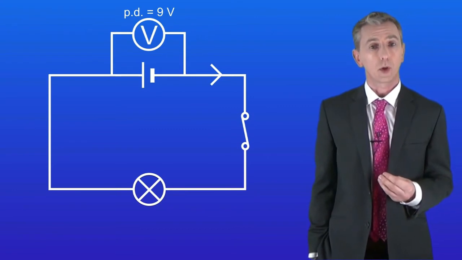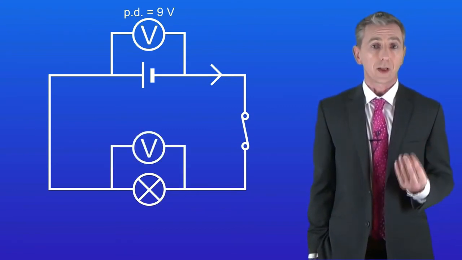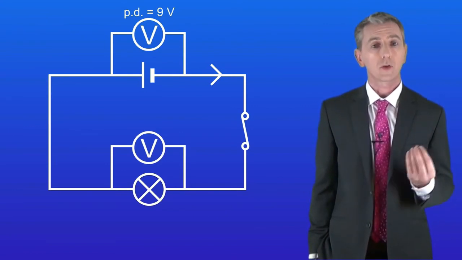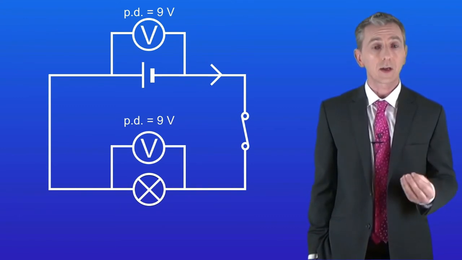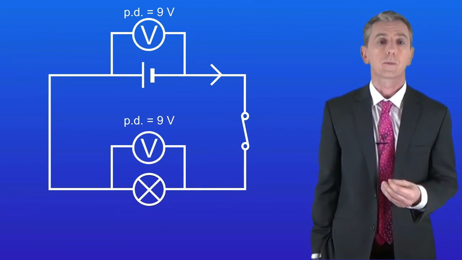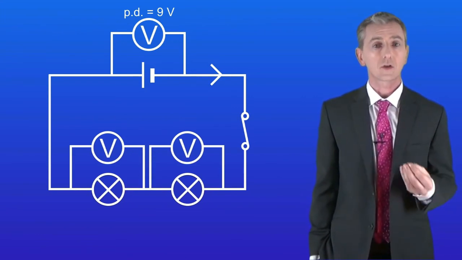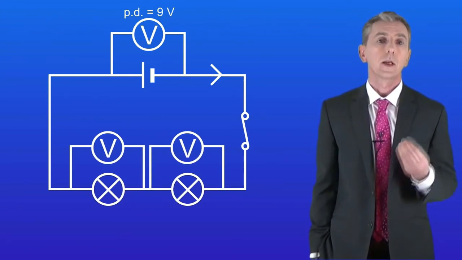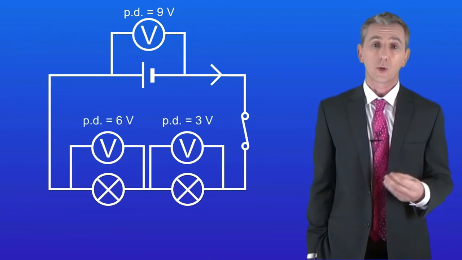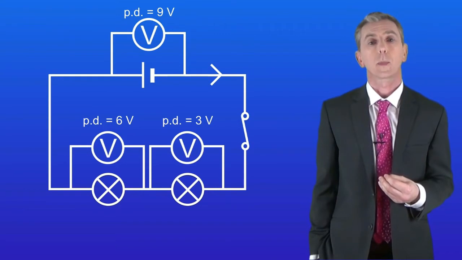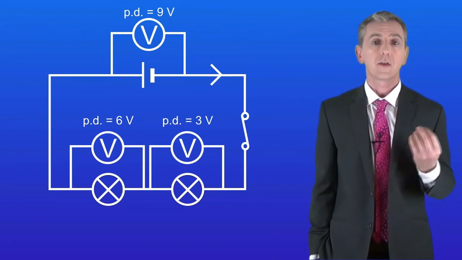They give this energy to the bulb, and we can see that by using a voltmeter. This shows that the potential difference across the bulb is also 9 volts. So the electrons are delivering 9 volts of energy from the cell to the bulb. If we have more than one bulb, then the potential difference of the cell is shared between them. So in this example, one bulb has a potential difference of 6 volts, and one bulb has a potential difference of 3 volts.